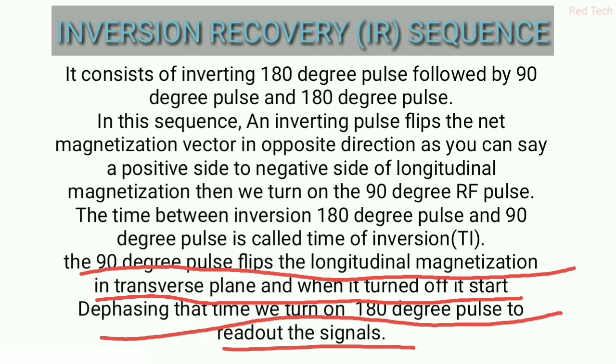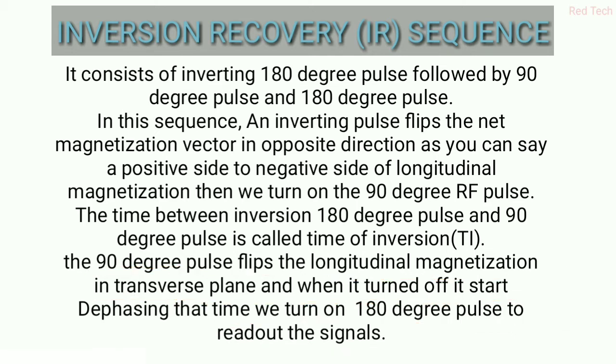The 90-degree pulse flips the net magnetization, or you can say the longitudinal magnetization, into the transverse plane. When it is turned off, it starts dephasing. At that time we apply the 180-degree RF pulse to read out the signals.